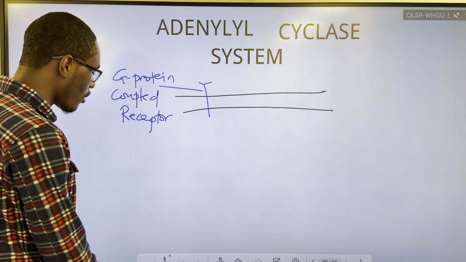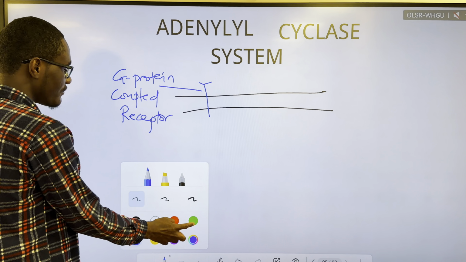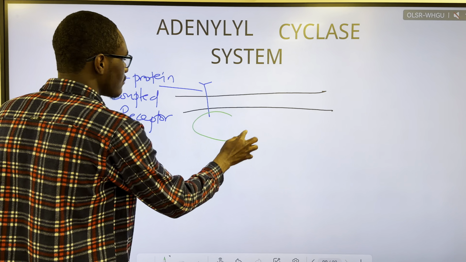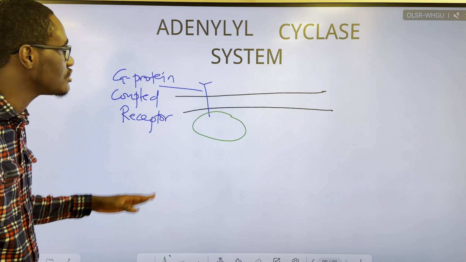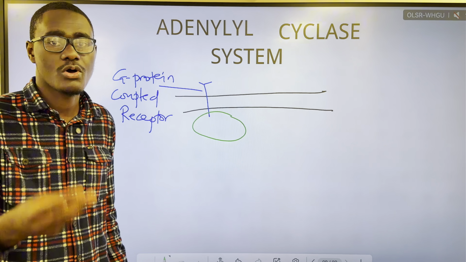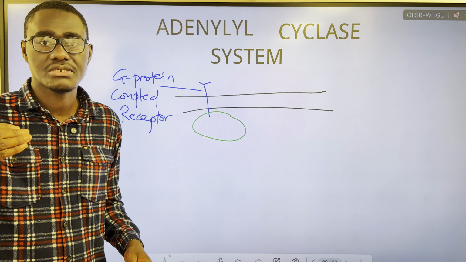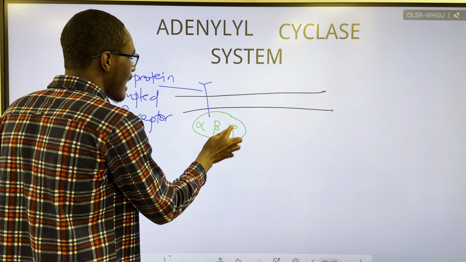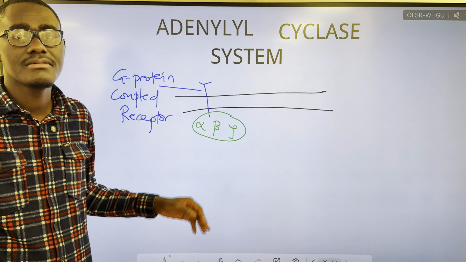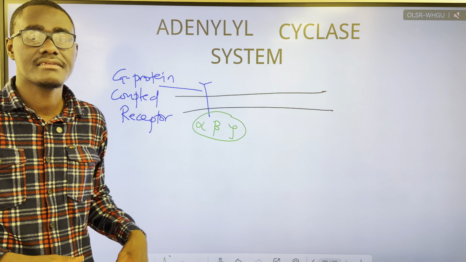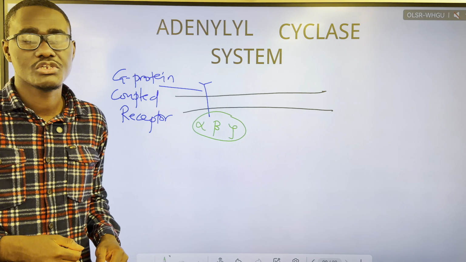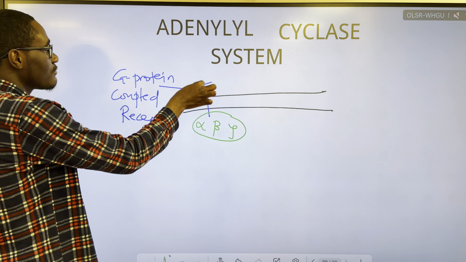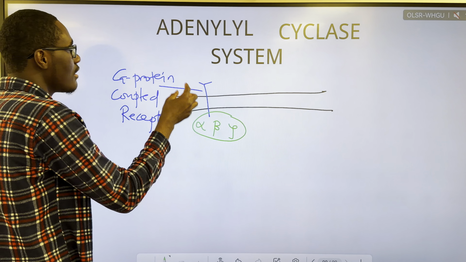So why is it called G-protein coupled receptor? It's called G-protein coupled receptor because attached to it here is a G-protein. And this G-protein is made up of 3 different subunits. These are alpha subunit, beta subunit, and gamma subunit. So it is said to be a heterotrimer, meaning it consists of 3 different subunits. So that's why this receptor is called G-protein coupled.